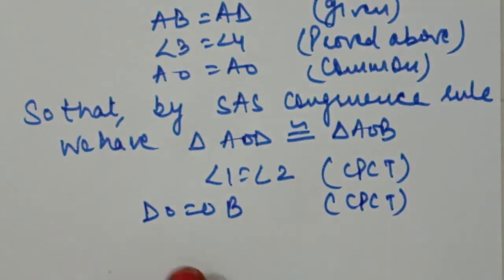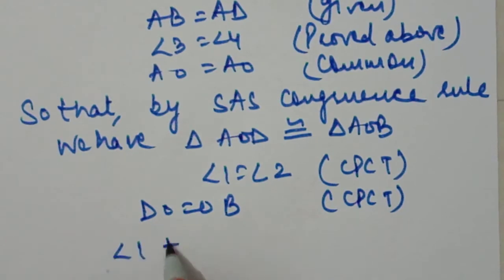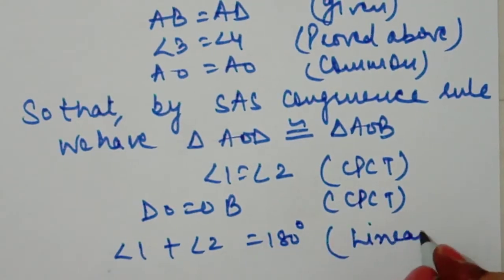So students, one thing is already proved, and another thing we have to prove is that angle 1 and angle 2 are 90 degrees, but still we have proved only that angle 1 and angle 2 are equal. We know very well that the sum of angle 1 and angle 2 is 180 degrees because it is a linear pair.